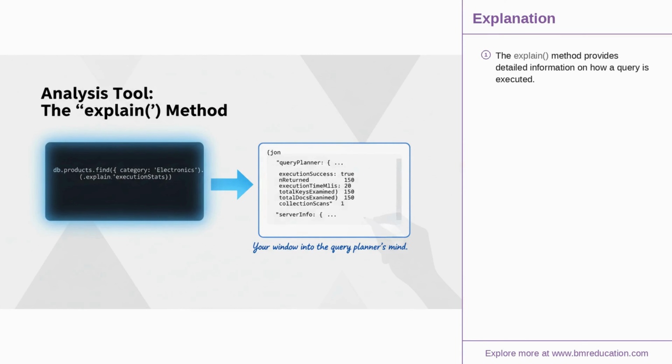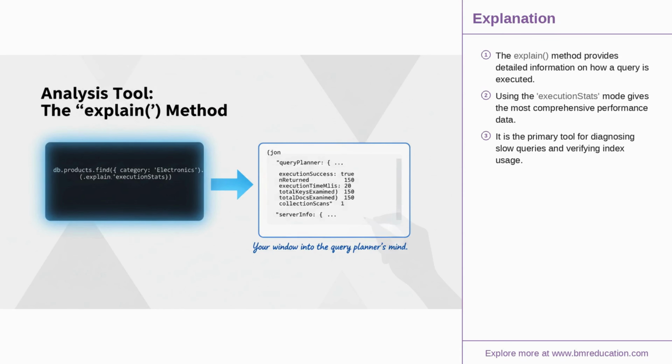With all these options, how do you know if your indexes are actually working? The answer lies in the explain method. By appending .explain("executionStats") to any query, you get a detailed report, or query plan, showing exactly how MongoDB executed it. This plan is your window into the query planner's mind, revealing the strategies it used.